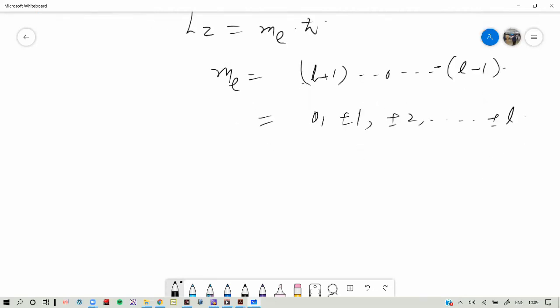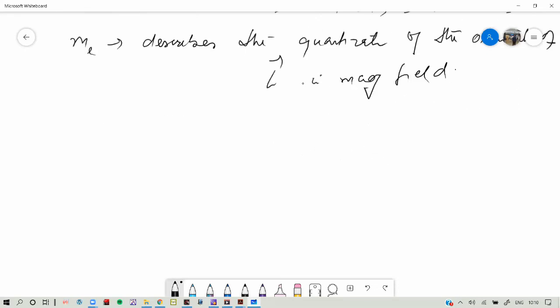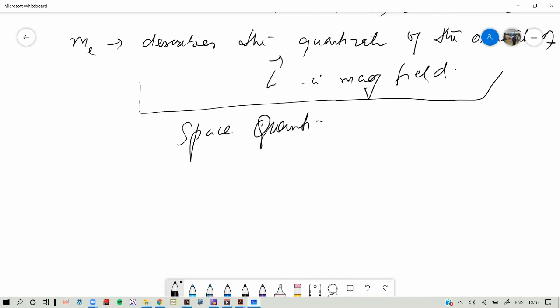And this ml describes the quantization of the orientation of L in magnetic field. When we quantize the orientation of the L in external magnetic field, this is called space quantization. So it's called space quantization.